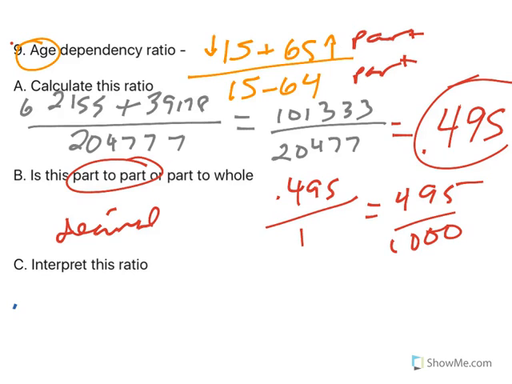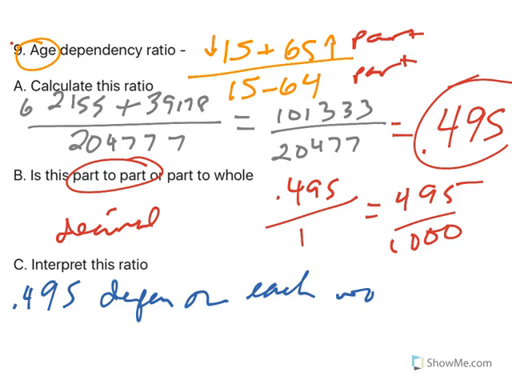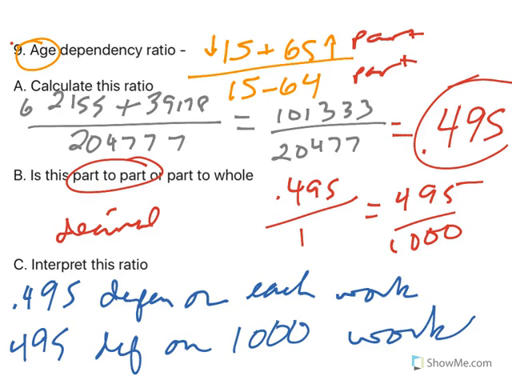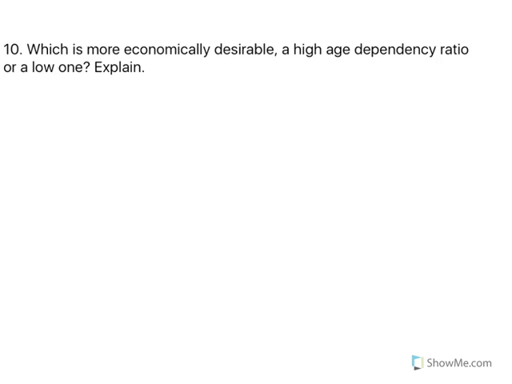So interpreting that ratio, 0.495 dependents on each worker, or 495 dependents on 1,000 workers. And these workers are also supporting themselves, by the way, because notice nobody is supporting them. Now, in thinking about this, if we've got a 0.495 dependency ratio, it means every worker is supporting yourself and half of another person.